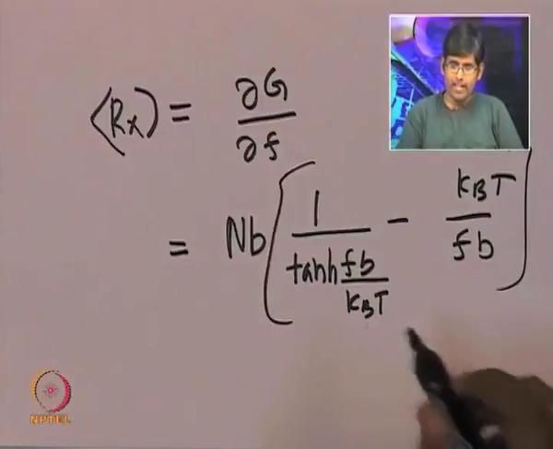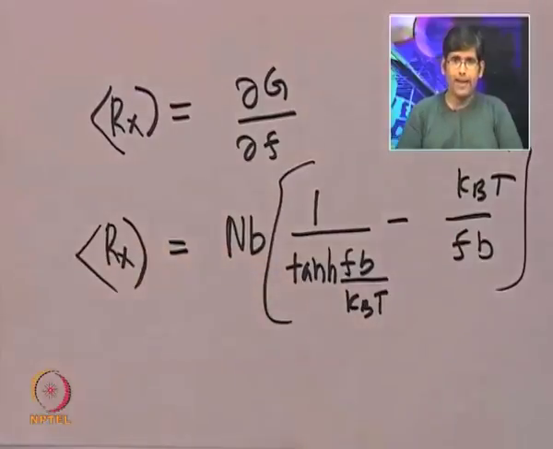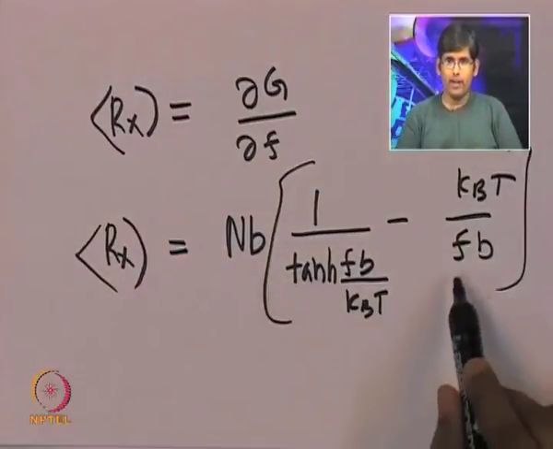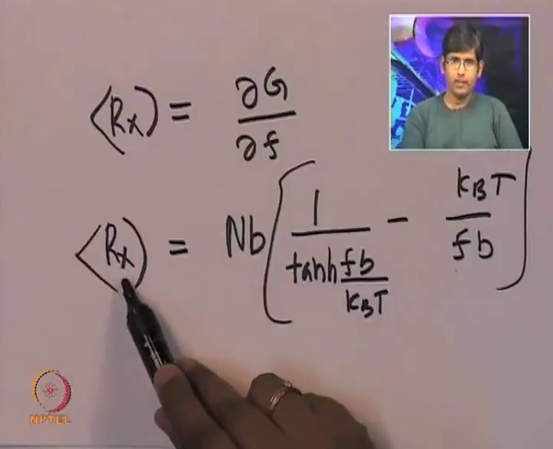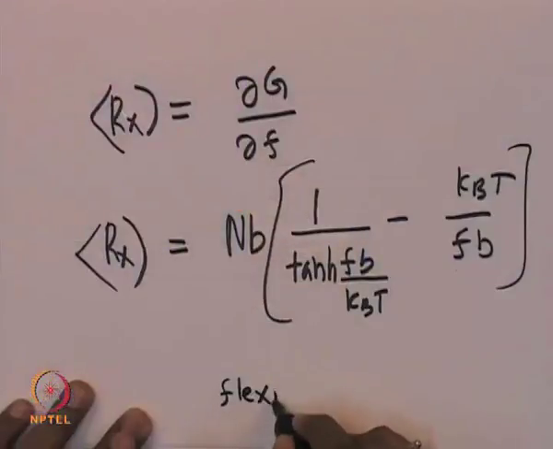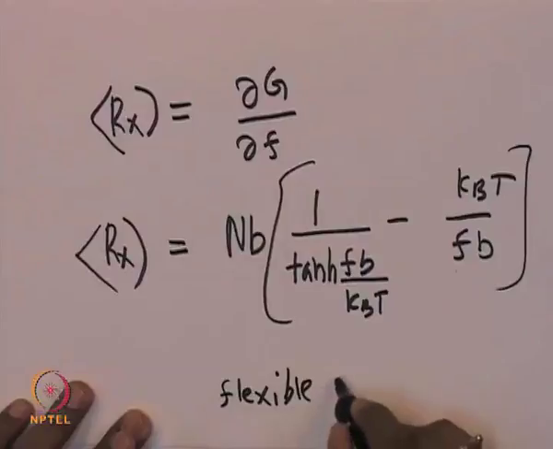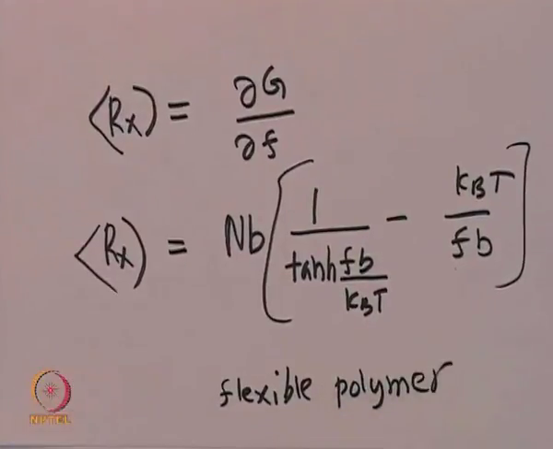So, here is the relation between force and the end to end distance average. Just by calculating free energy, we got a relation between the force f, the temperature, and the end to end distance for a flexible DNA. This is for a flexible polymer. It is true for any polymer like DNA or even a protein which has no bending energy and the only energy is to pull it. So, this is the answer you would get.